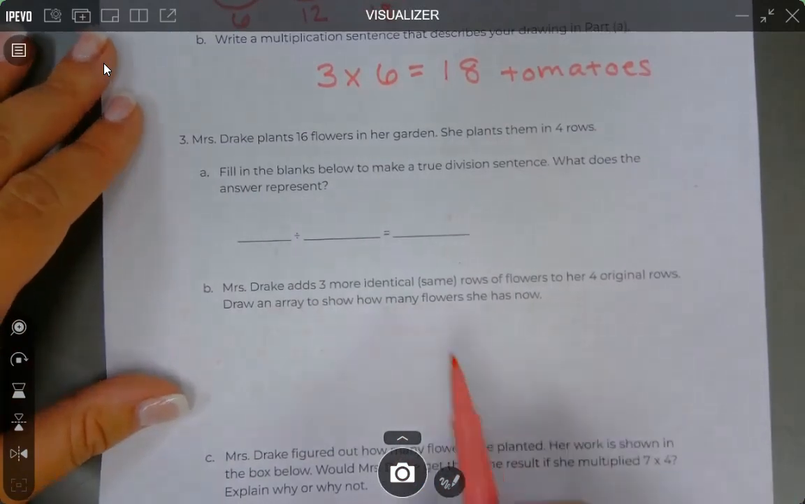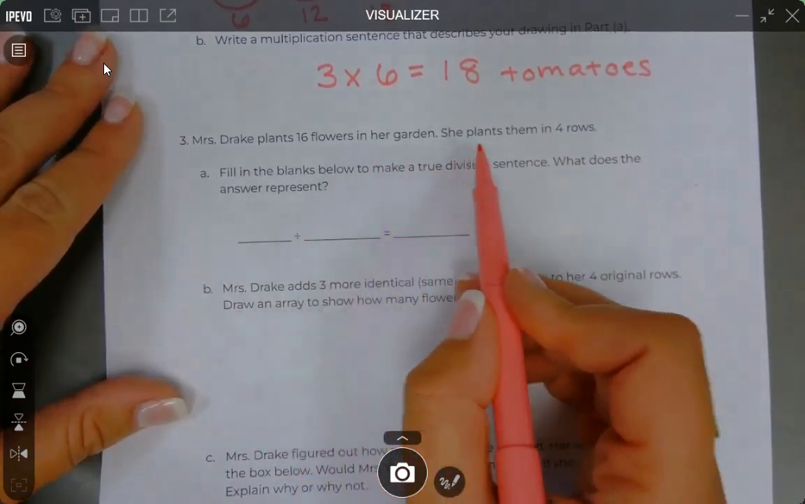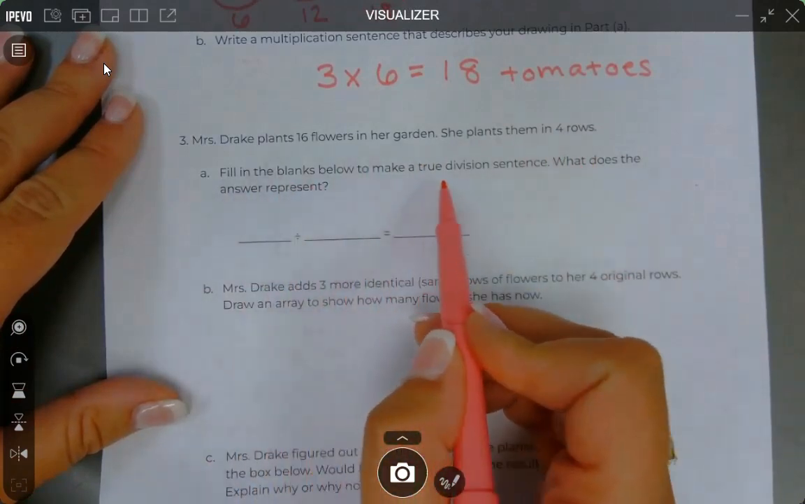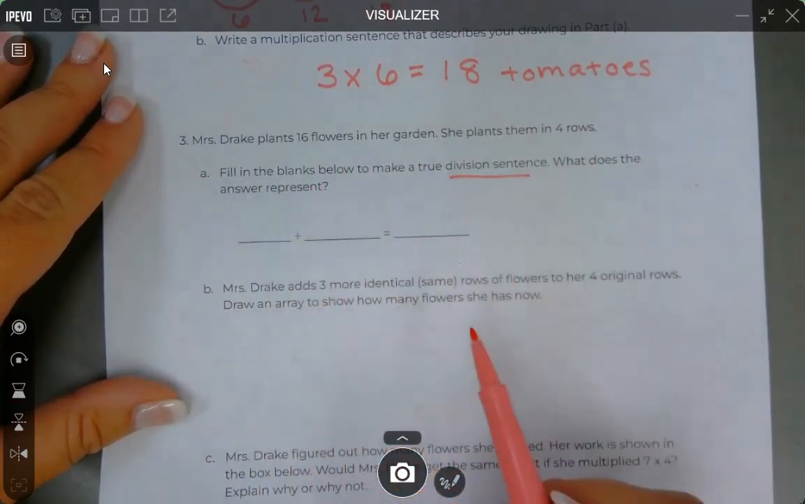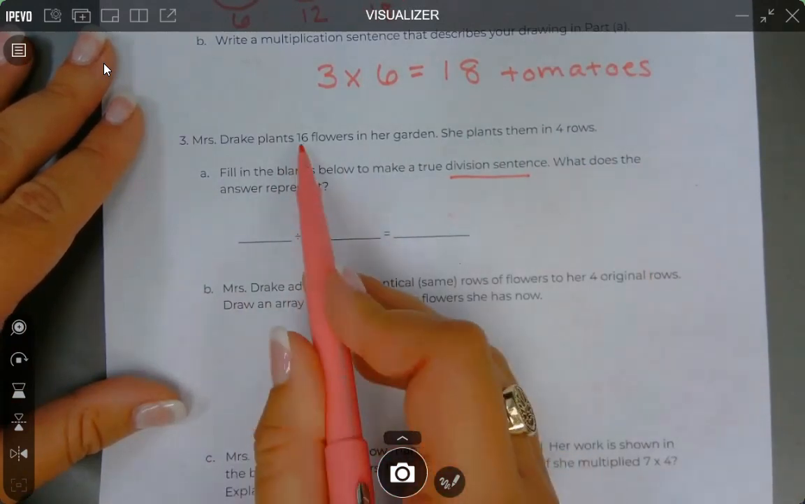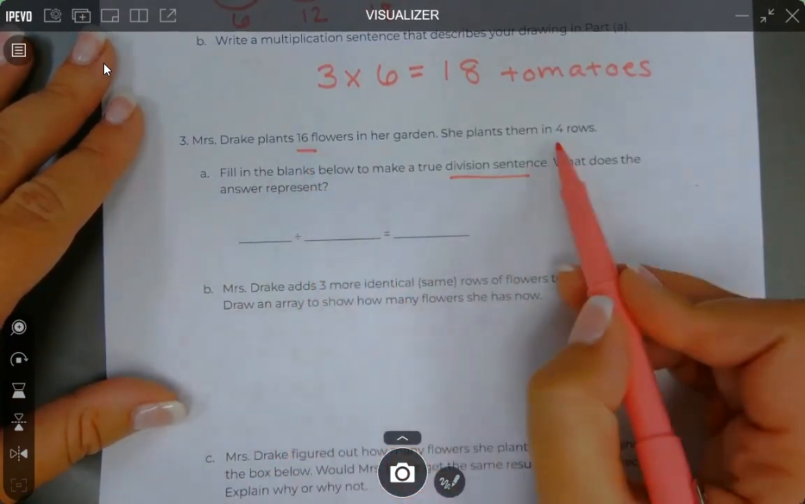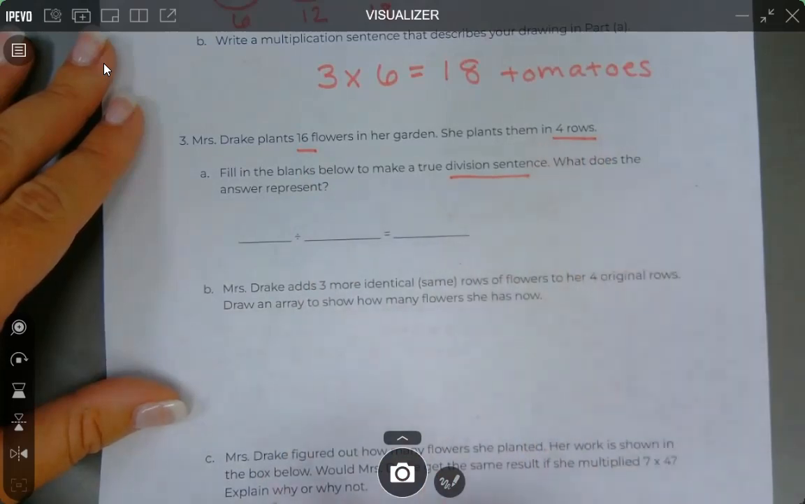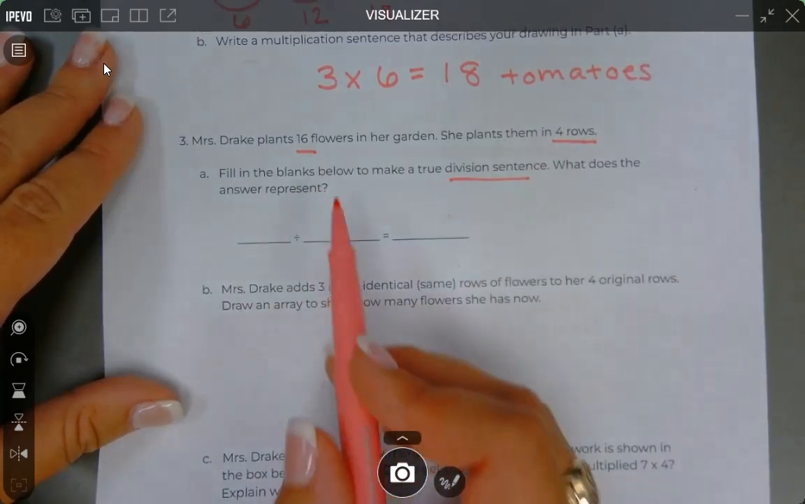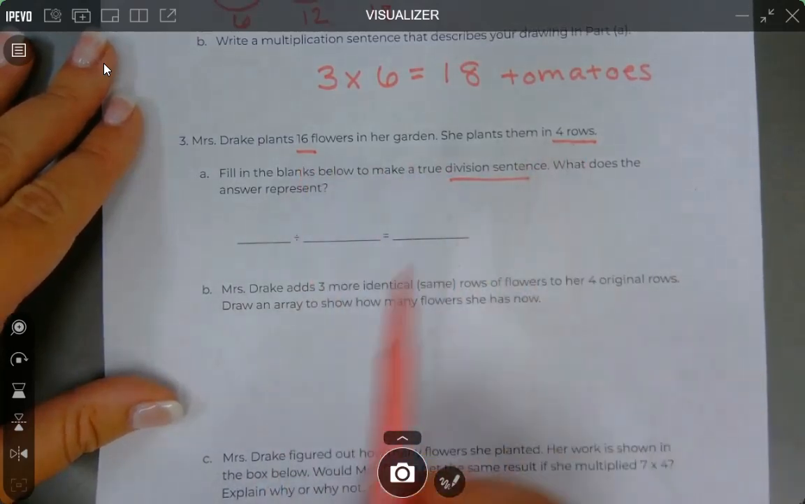Miss Drake plants 16 flowers in her garden. She plants them in 4 rows. Fill in the blanks below to make a true division sentence. What does the answer represent? Okay. She starts with 16 flowers. She puts them in 4 rows. Do we know how many are in each of those 4 rows? We don't. So we know the whole and we know the part.